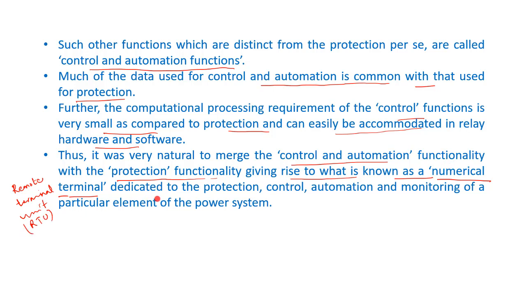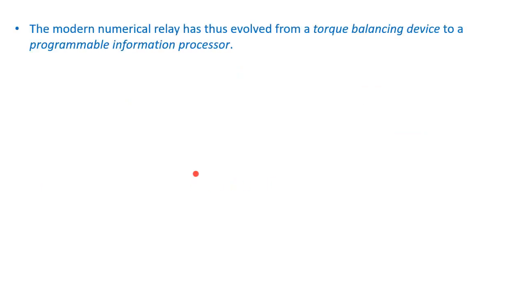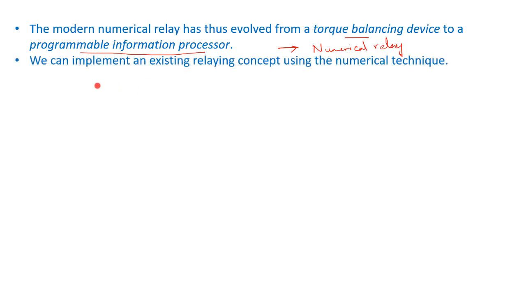This is also known as the numerical terminal, dedicated to the protection, control, automation and monitoring of a particular element of the power system. So in a single unit all the functionality has been embedded. The modern numerical relay has thus evolved from a torque balancing device to a programmable information processor, because there is a processor inside it which computes and then gives the signal.